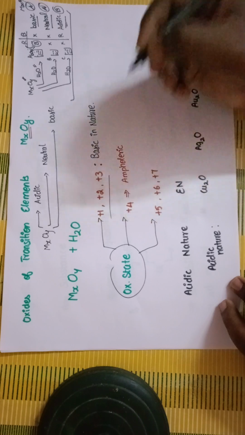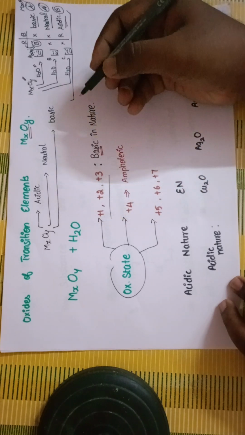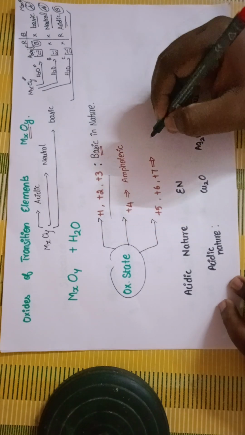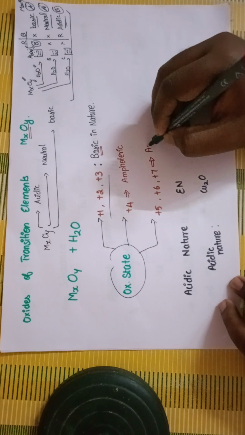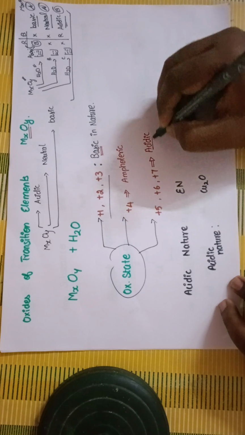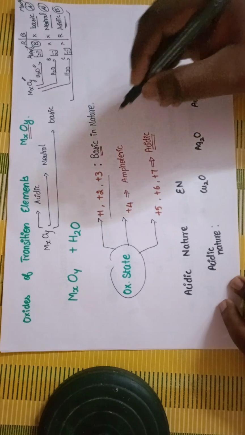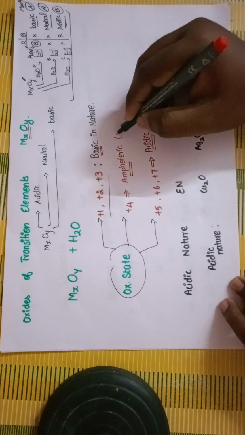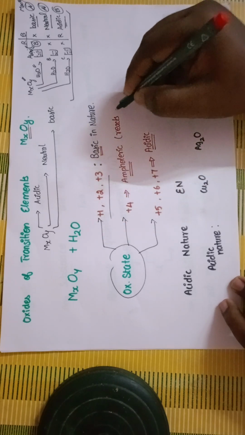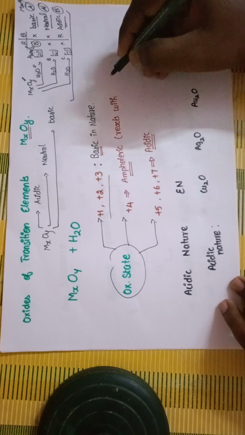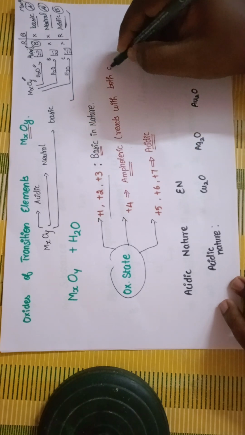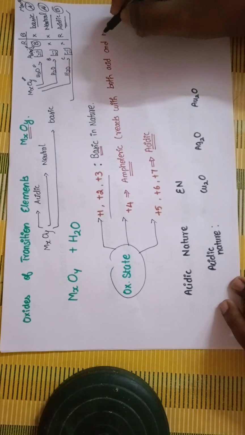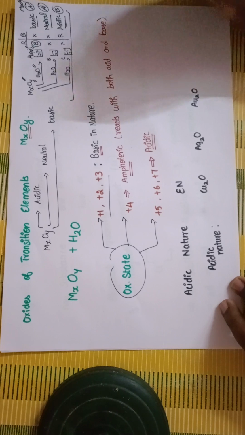Basic means it will react with only acid. If the metal exhibits +5, +6, +7, the metal oxides are acidic in nature. Acidic means it will react with only base. Base reacts with only acid, acid reacts with only base. Amphoteric means it reacts with both acid and base, which means it has both properties, a dual nature.